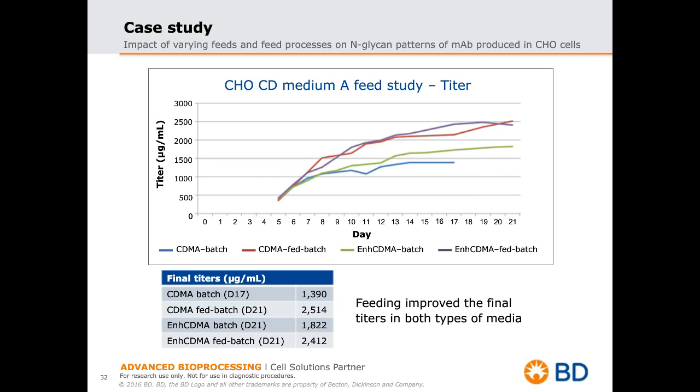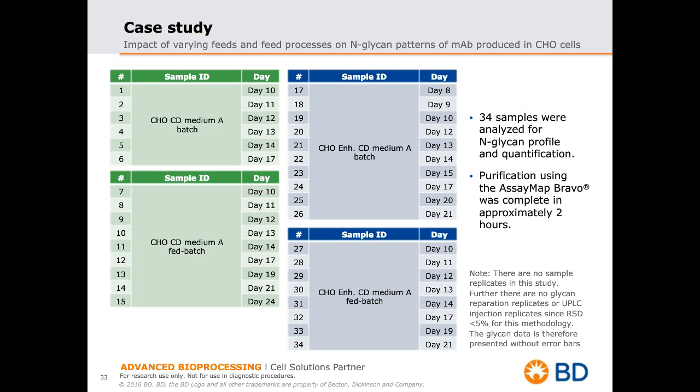So this slide shows the study time points where cell culture supernatants from the bioreactor experiment were collected for each condition. In total, there were 34 samples collected for subsequent protein purification and N-glycan profile characterization. Purification of the 34 samples using the AssayMAP Bravo was complete in approximately 2 hours.